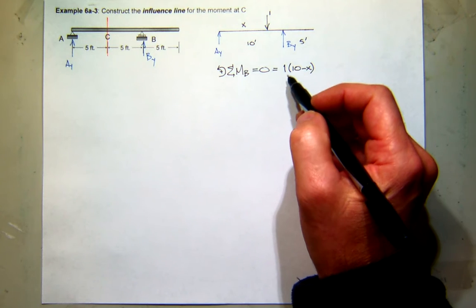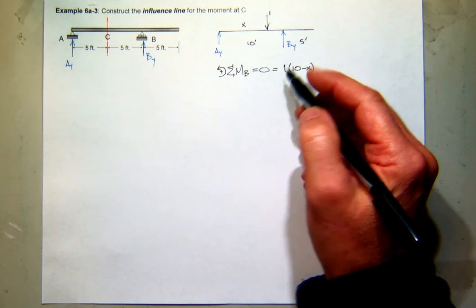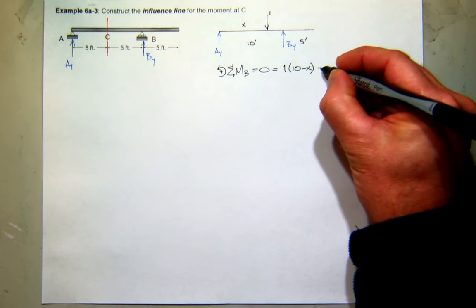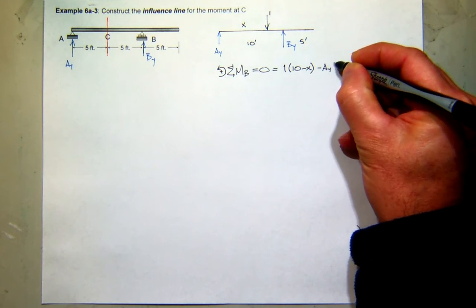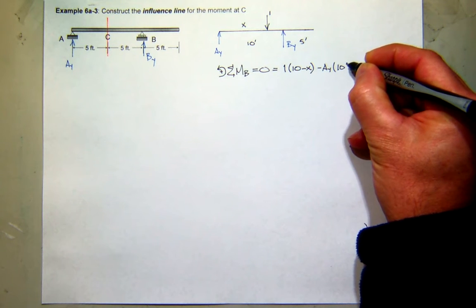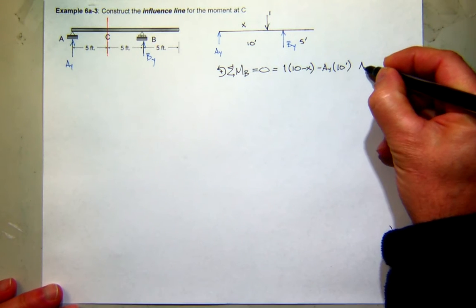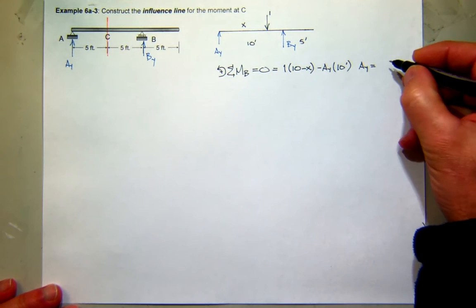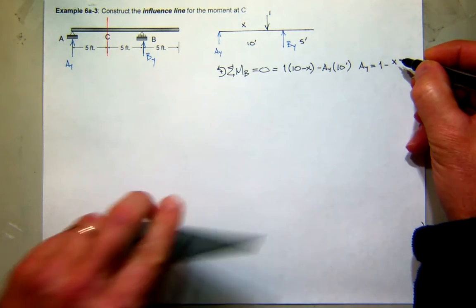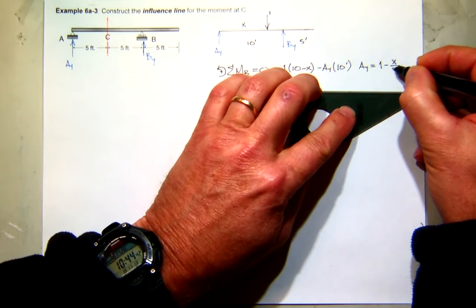So now what? Is that it? No, AY. Yeah, AY. AY is going to create negative, and it's going to have a fixed moment arm of 10. So what is AY? It looks like it's 1 minus x over 10.